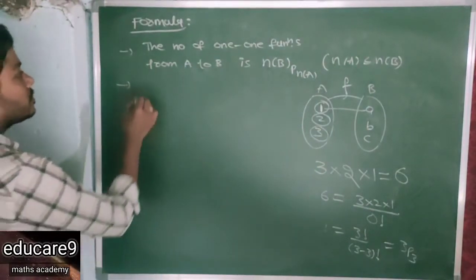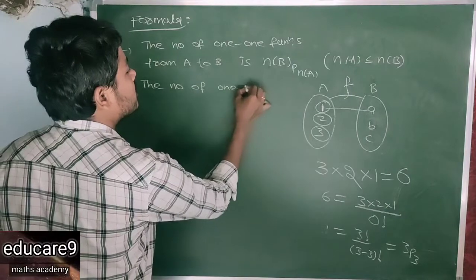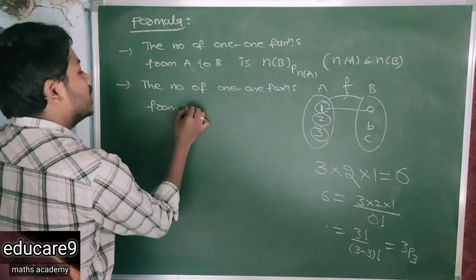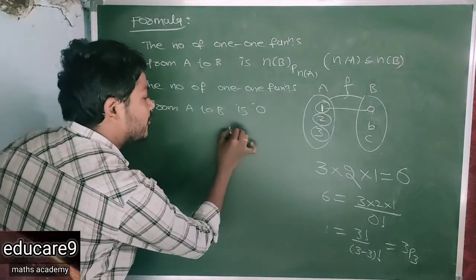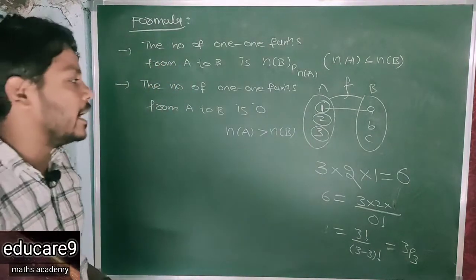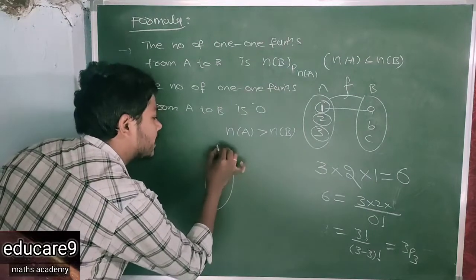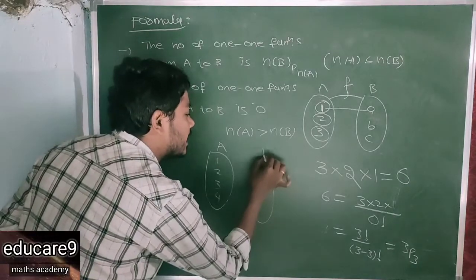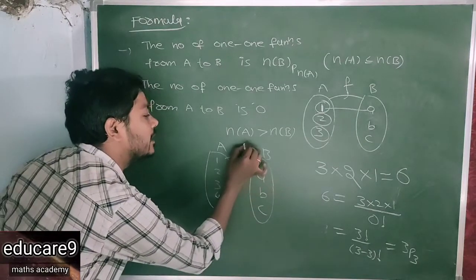And the second one: the number of one-one functions from A to B is 0 if n(A) is greater than n(B), meaning the number of elements in A is more than the number of elements in B. So for example, A is a set with the elements 1, 2, 3, 4 and B is a set with the elements a, b, c. So here there exists a relation f.